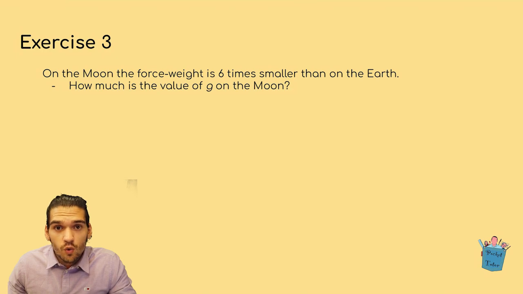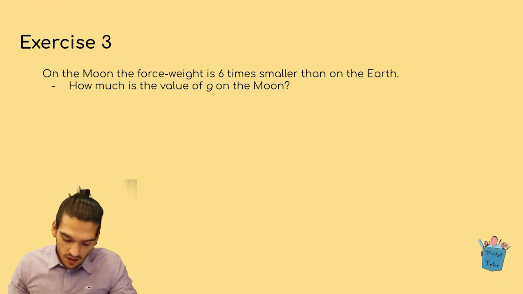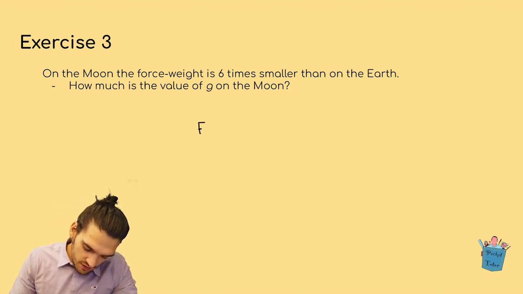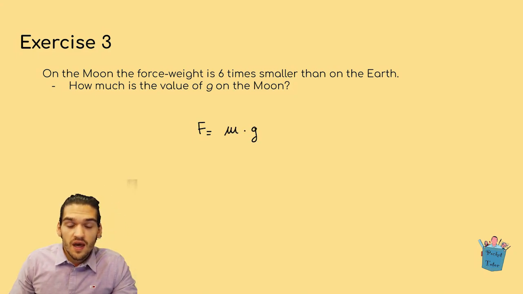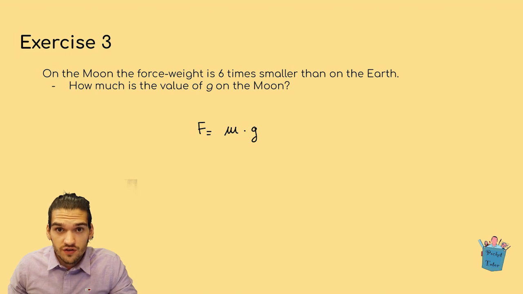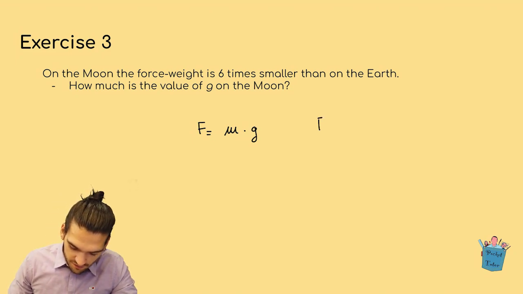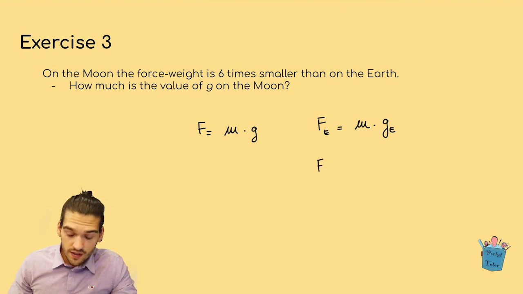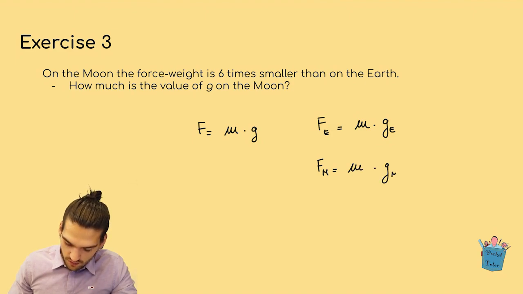Well, let's write the equation to compute the weight. And this one is F is equal to m times g. And if we consider it on the Earth, this is F on the Earth is equal to mass times g of Earth. While F, the weight on the moon, is equal to the same mass times g on the moon.